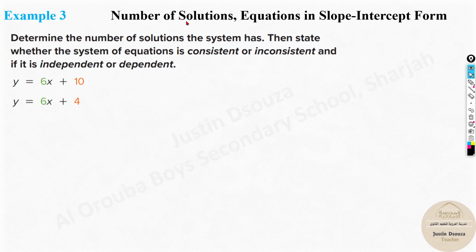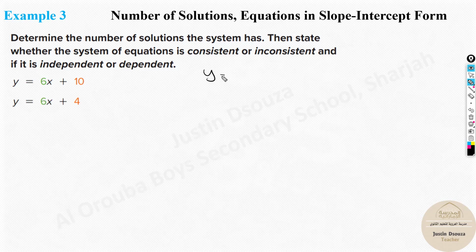So now we move on to the next type of problems where you've been given two equations. We need to know how many solutions there are. But this is in slope-intercept form. So how can you understand? There are a few things you must remember here. Whenever the slopes are the same, 6x, 6x, what does it tell? The slope is the same. And look at the intercept.